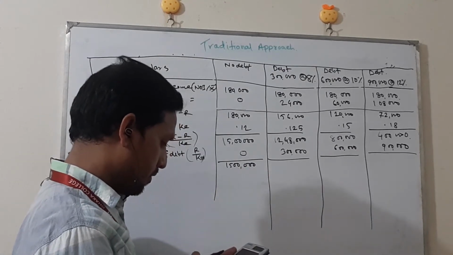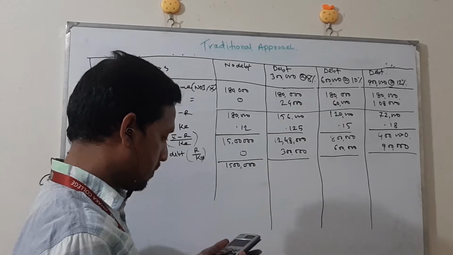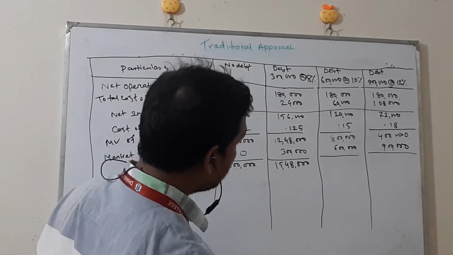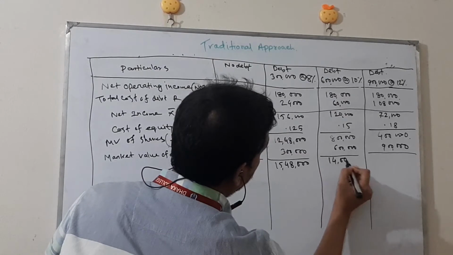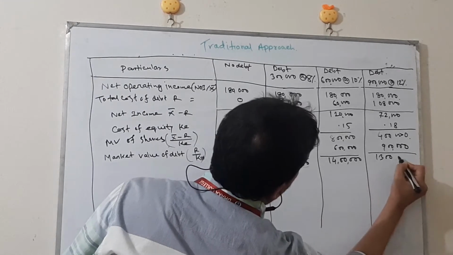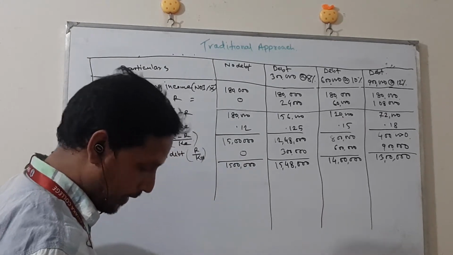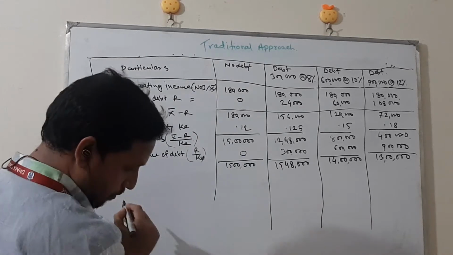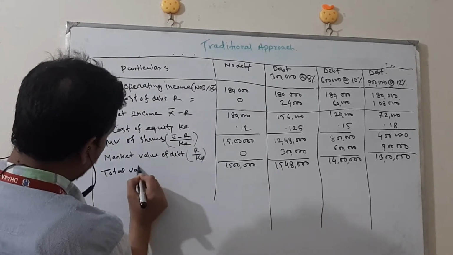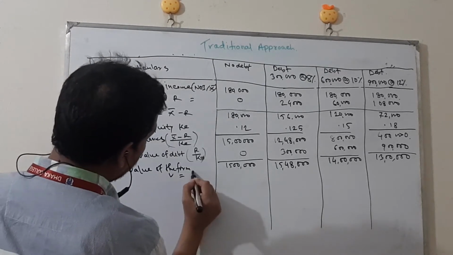And here, plus 3 lakh taka, 15 lakh 48,000 taka, then 14 lakh taka, and then 13 lakh taka. Okay, it is the total value of the firm. I mean V equals S plus D.